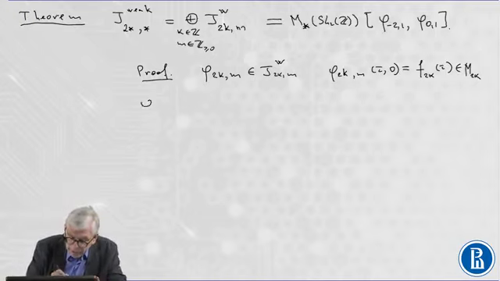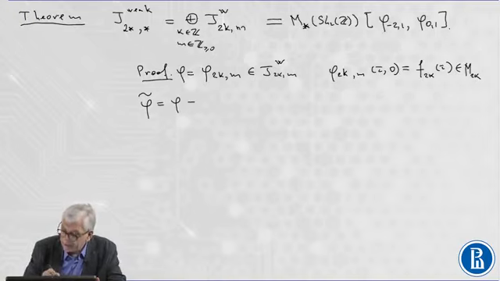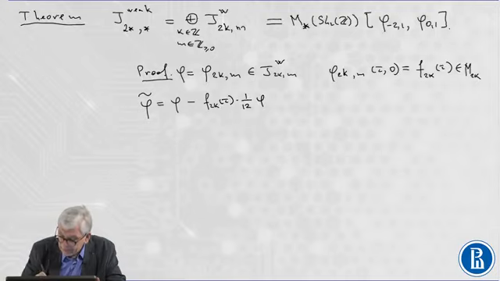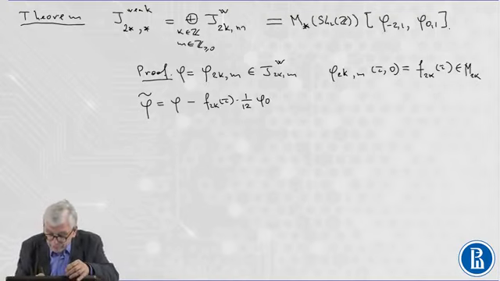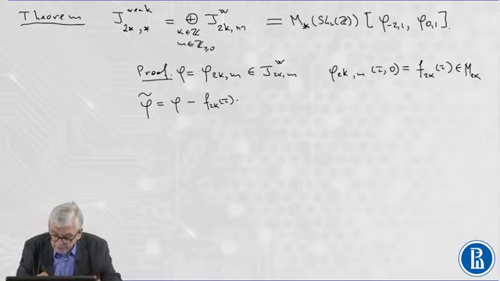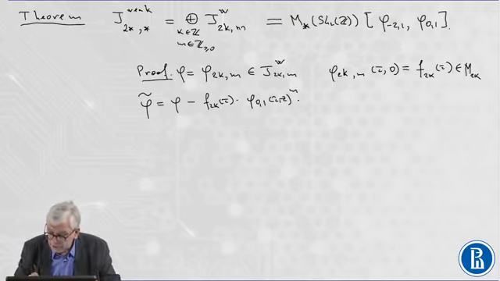Now, we consider the following function: phi tilde is equal to phi minus this function f2k of tau times 1 over 12, and let us start with phi 0,1 of tau and z to the power m with a coefficient 1 over 12 to the power m.